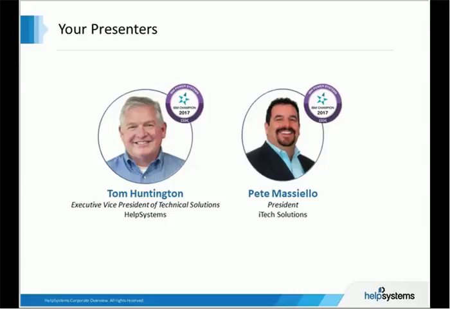I always love running into you at conferences and stuff. Seems like you always have a big smile on your face and enjoy talking with the customers. So I'm Tom Huntington, Executive Vice President of Technical Solutions at Help Systems. Pete and I are both IBM Champions for 2017 and hopefully for 2018. A great way for us to keep abreast of what IBM's doing in the marketplace. So very excited to be part of that too.